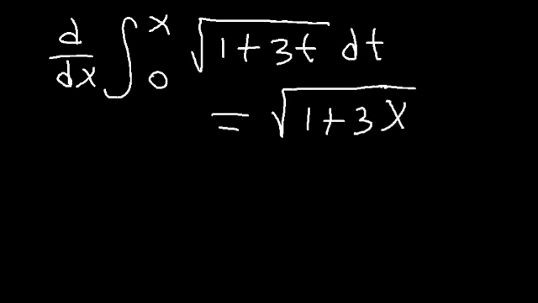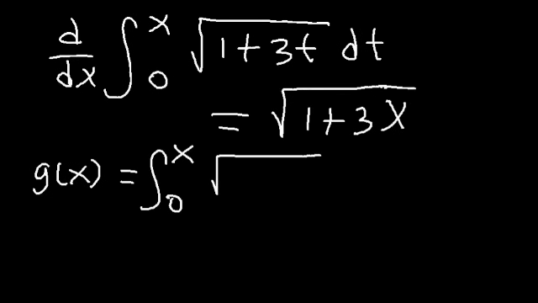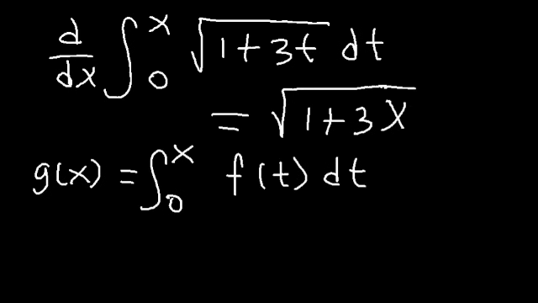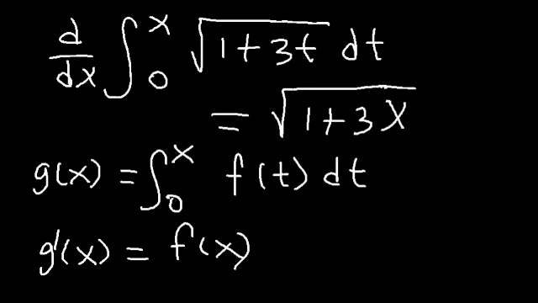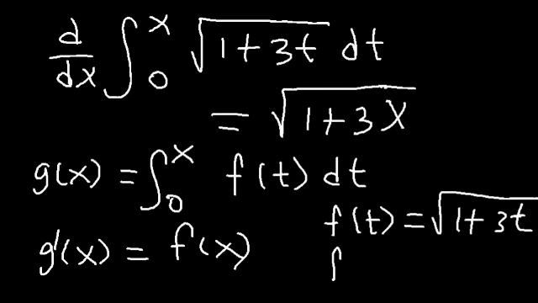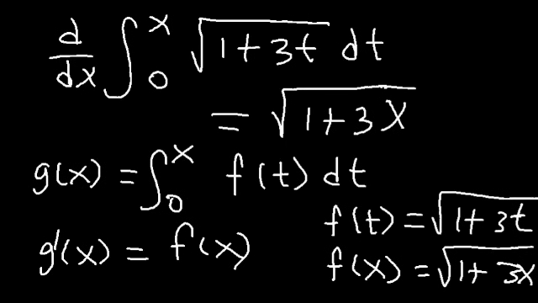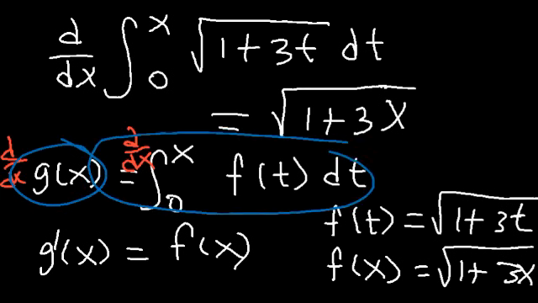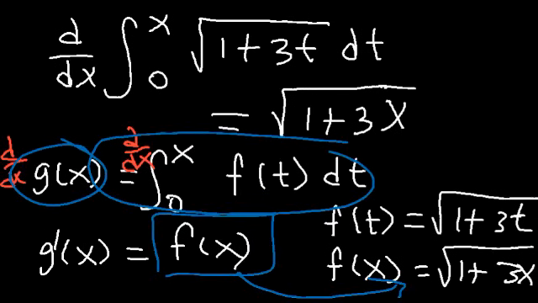Now let's make sense of it. We know that g of x is the antiderivative, or the integral of 0 to x of f of t dt, according to the fundamental theorem of calculus. And g prime of x is equal to f of x. Now, if f of t is the square root of 1 plus 3t, then it makes sense that f of x is simply square root 1 plus 3x. If we differentiate both sides of this term with respect to x, on the left this is going to be g prime of x. On the right, this is going to be equal to f of x, which is square root 1 plus 3x.